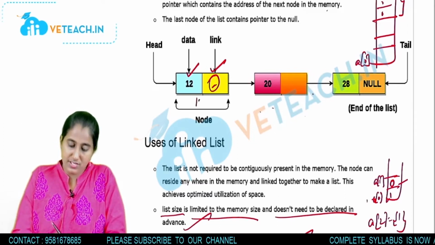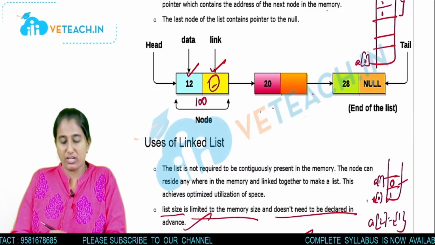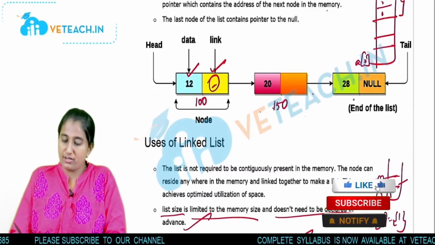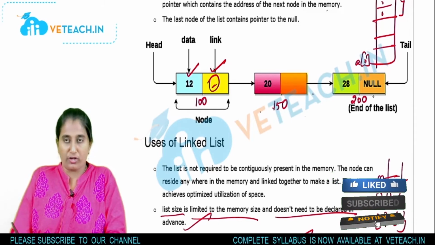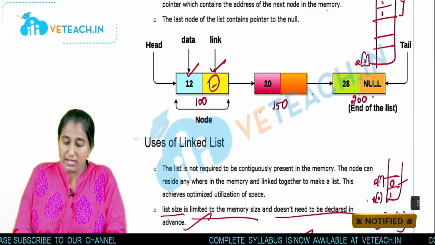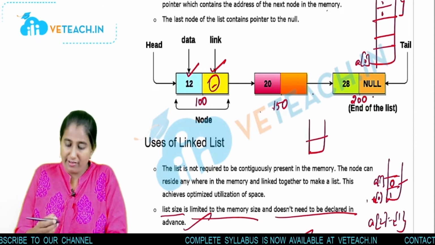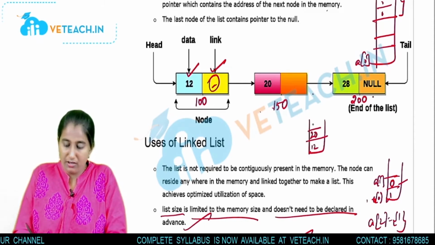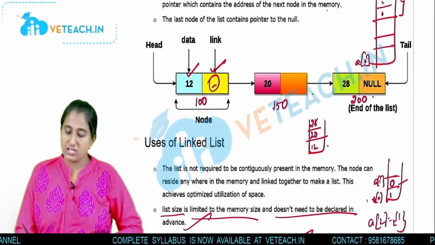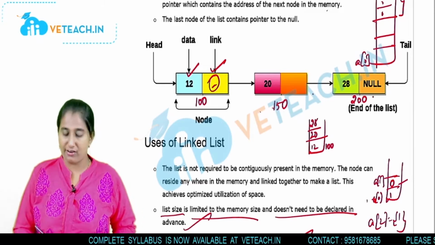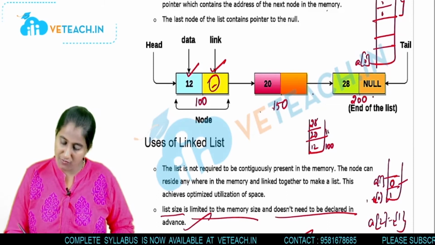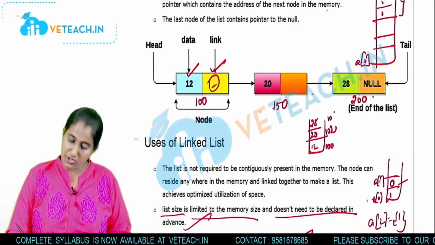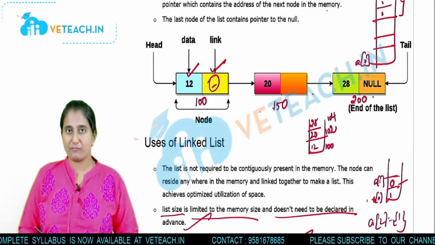For example, if this node is stored at 100 location, if this node is stored at 150 location, if this node is stored at 200 location. So in an array, what happens, guys? For example, if you take these three elements 12, 20, 28, and this memory location is 100, what will the 20 location be? Obviously 102. Obviously 28 location will be 104, isn't it?